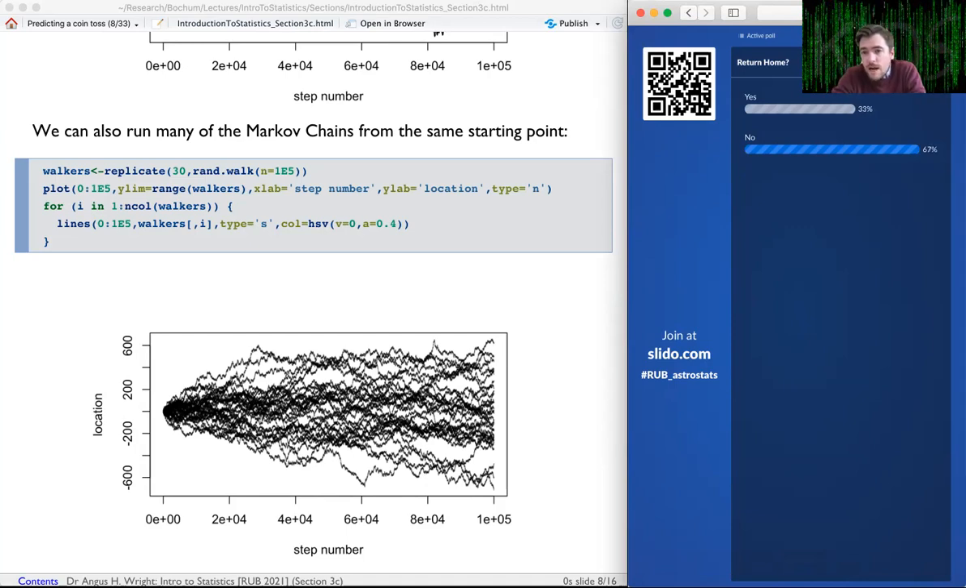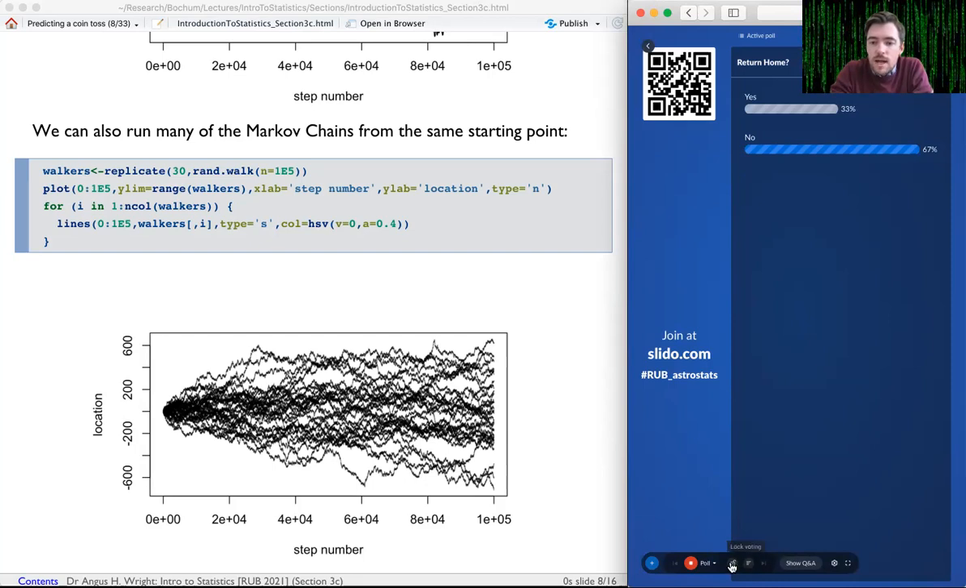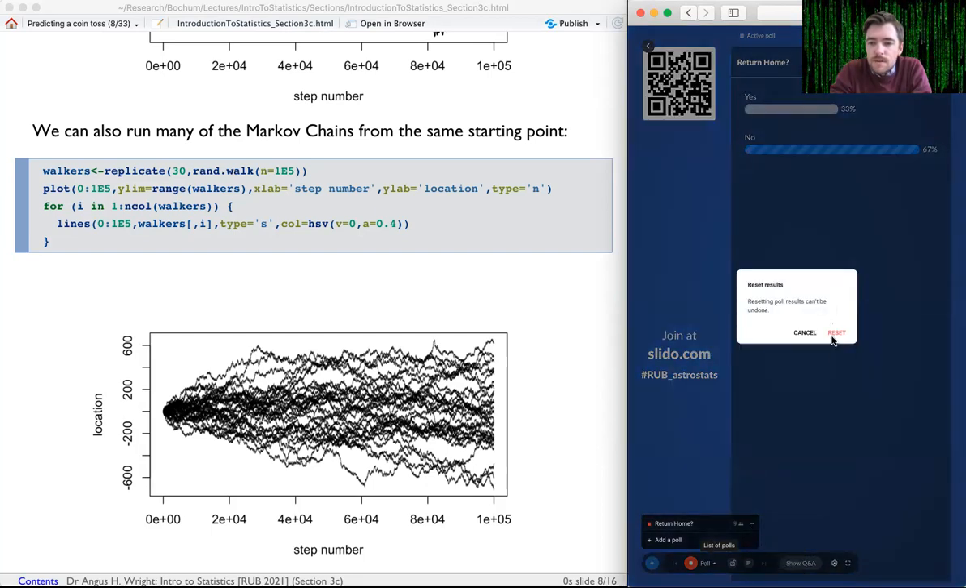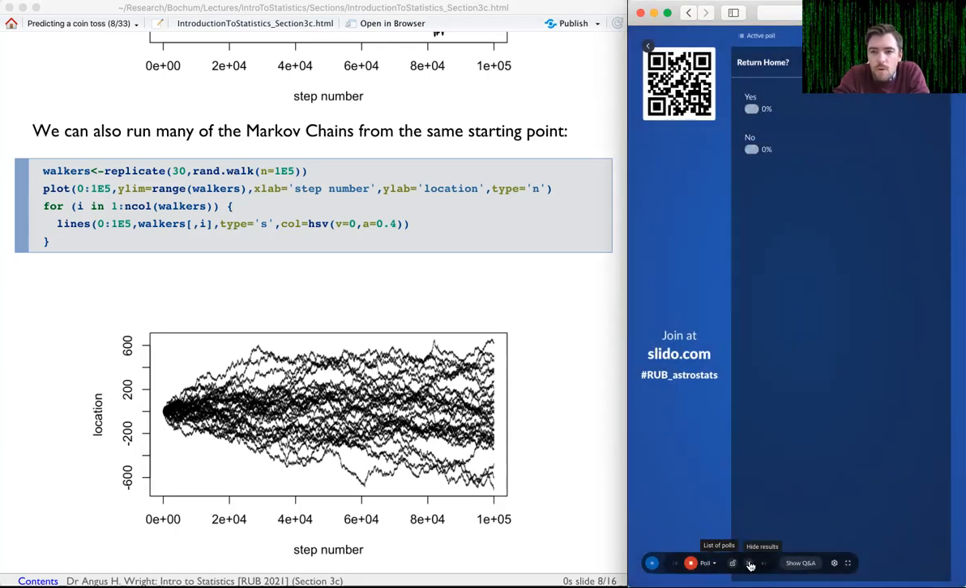I'm going to clear these results and ask the question again slightly differently. Now I want to know if you think that you will return home in 1,000 steps. Do you think that the probability of returning home in 1,000 steps is greater than 99%? Are you almost certain to return home if you randomly step for 1,000 steps: forward 1, back 1, forward, forward, forward, back, back, forward, back, back, back, back, and so on?